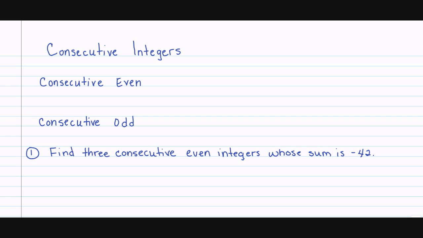Let's talk about consecutive integers. Consecutive means in order. In order. A, B, C, D, that's in order.